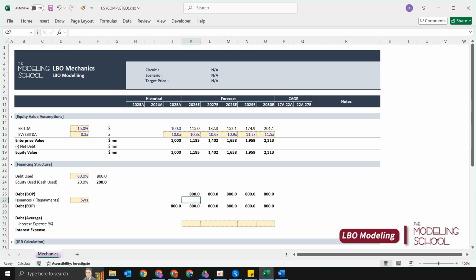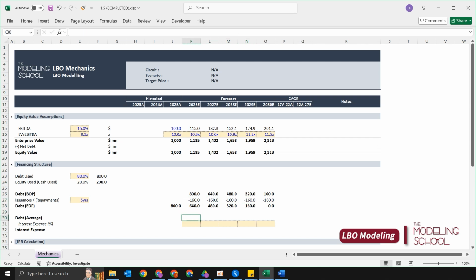Since we have to repay over the course of 5 years, we're simply going to divide. We're going to anchor this and divide it by 5 years. Also, we're going to anchor this, so there's going to be a negative sign on the front. So a $160 million repayment each year, and our debt balance after 5 years would be zero. Everything would be repaid.